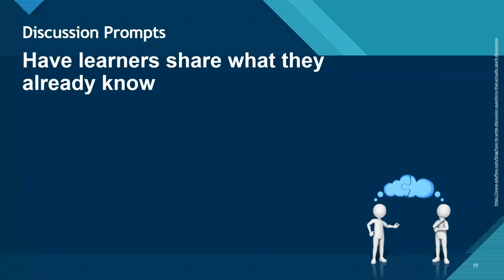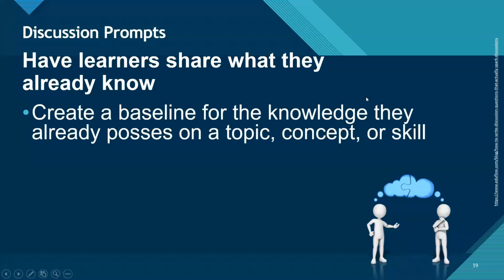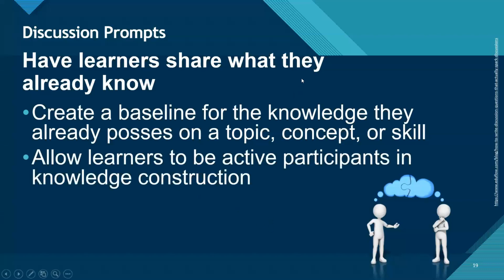One type of discussion that really could be done in any type of class is to have learners share what they already know. This could be done no matter what the topic, and it can create a baseline. At the beginning of the course, or at the beginning of a new chapter, or before you start teaching a new concept, you can have them share what they already know about this topic. It creates the baseline so that as they learn more, you can gauge how they've grown in their knowledge of this area.